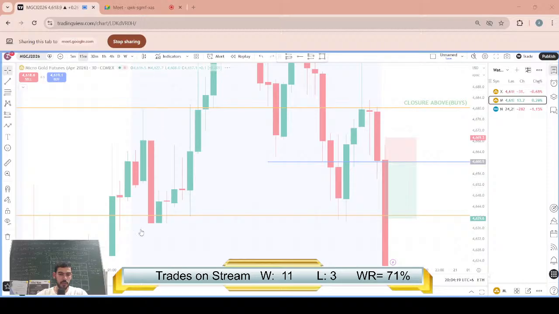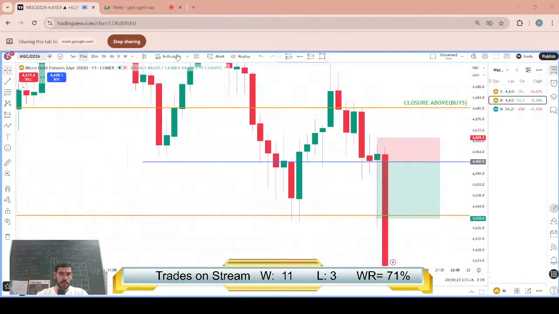I will just turn off the screen share from the Zoom. Yeah, no problem.